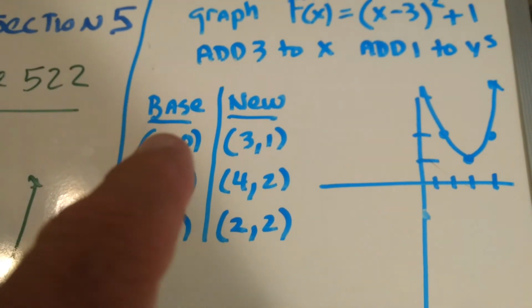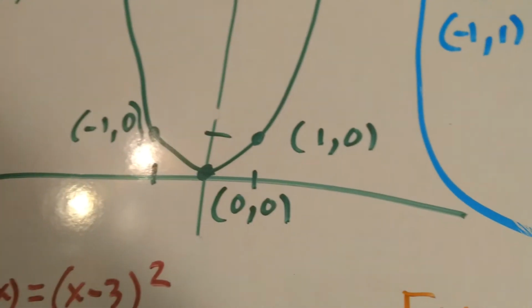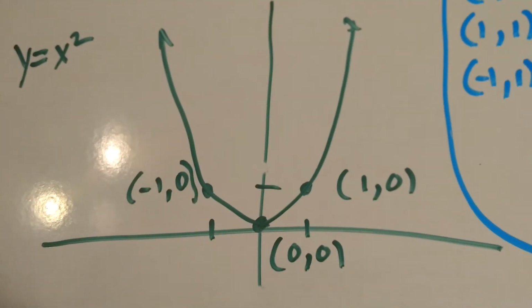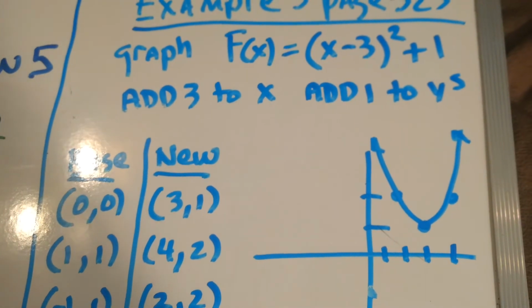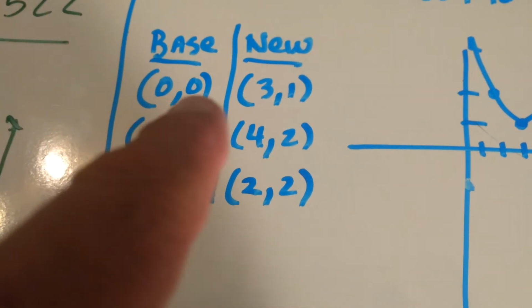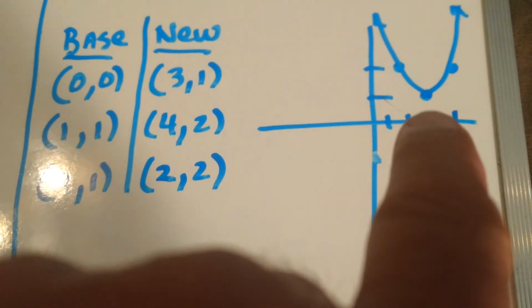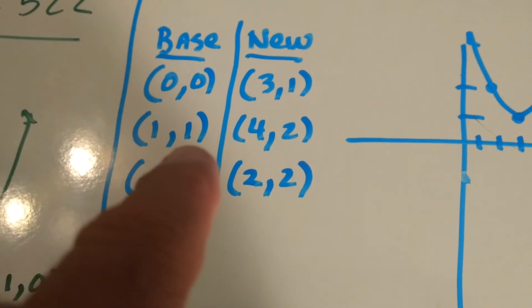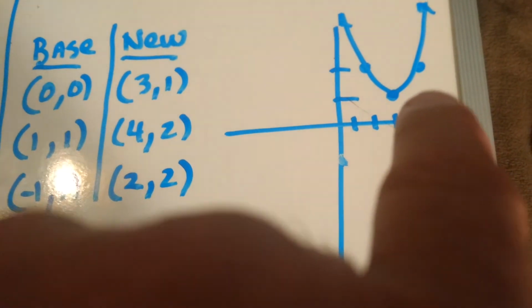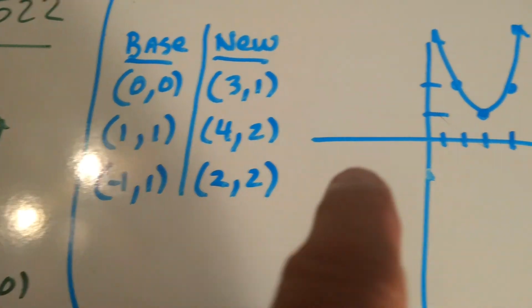My ordered pairs for the base are (0, 0), (1, 1), (-1, 1). Remember, those are the 3 ordered pairs that we want to work with for x squared. So I'm going to add 3 to the x's and add 1 to the y's. If I add 3 to 0, I get 3. Add 1 here, I get 1. So I get the new ordered pair (3, 1). Plot that point. Here I'm going to add 3, get 4. Add 1 here and get 2. So I've got (4, 2). Here I'm going to add 3 and get 2. Add 1 here and get 2. I get (2, 2). There's my graph.